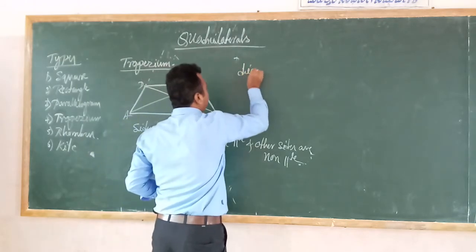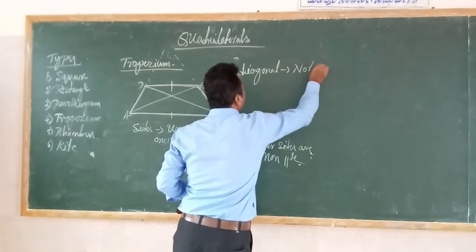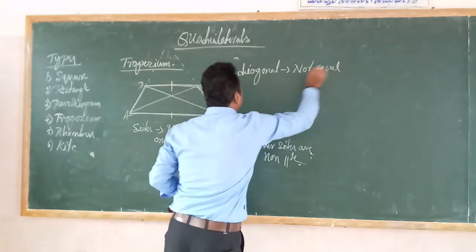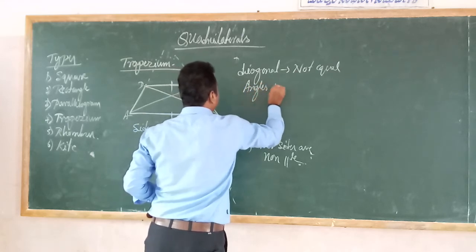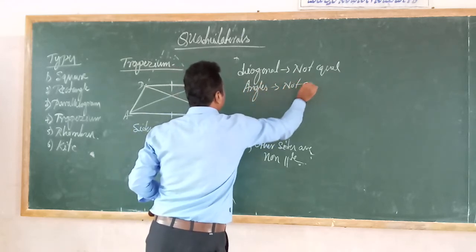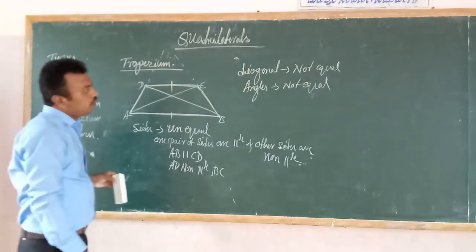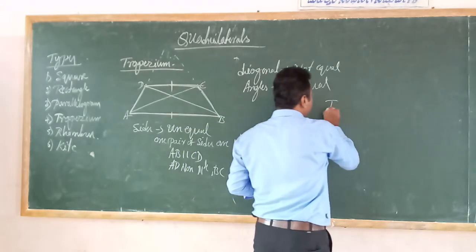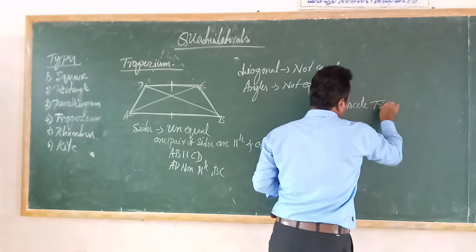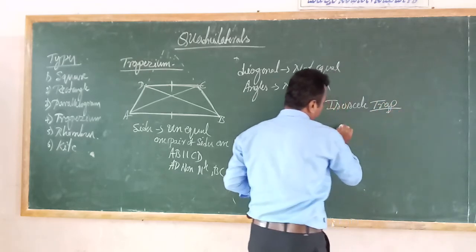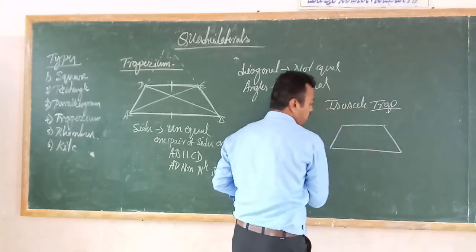So next one, diagonals. Diagonals are not equal, and angles are also not equal. Okay. See, in a trapezium, one type is there. What is that? Isosceles trapezium. What do you mean by isosceles trapezium? Very simple, students.